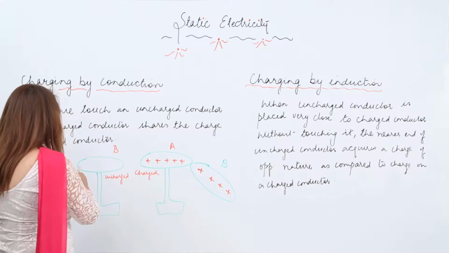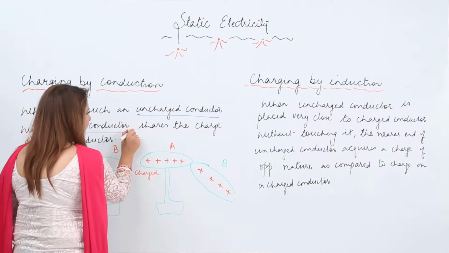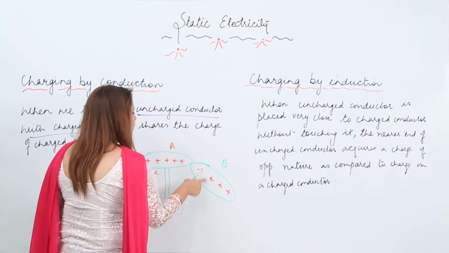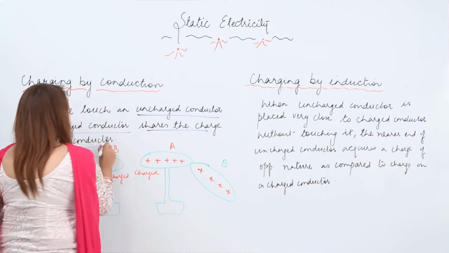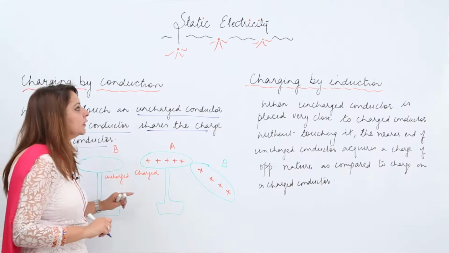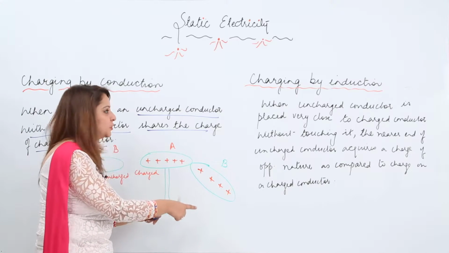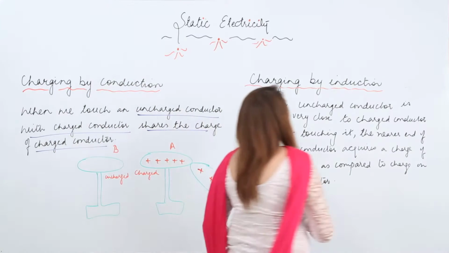So when we touch an uncharged conductor with a charged conductor, then the uncharged conductor shares the charge of the charged conductor. So this is charging by conduction. And you have to notice that the same charge will be acquired by the uncharged body. Now we can also charge by induction.